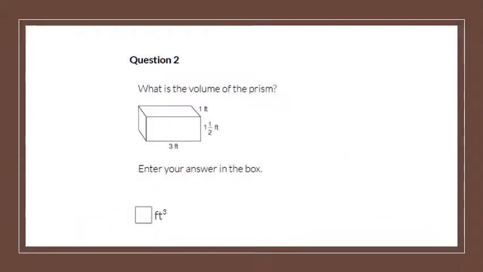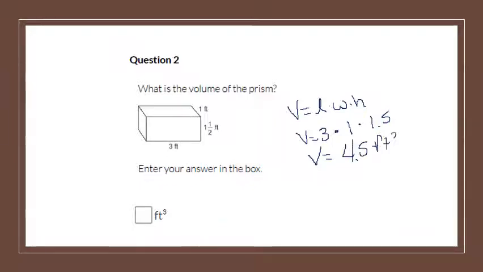Okay, what is the volume of this prism? So all I'm going to do is multiply length times width times height. The length is 3. It doesn't matter which order you put these in. The width is 1 and the height is 1.5. So all I'm going to do is multiply this. 3 times 1 times 1.5 does give me 4.5, and that will be feet cubed.